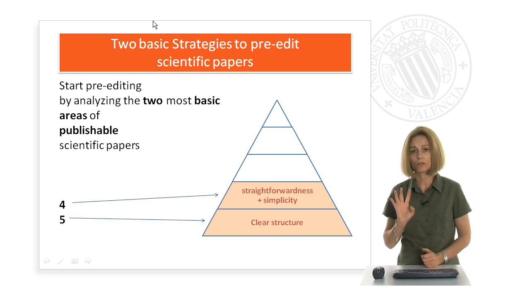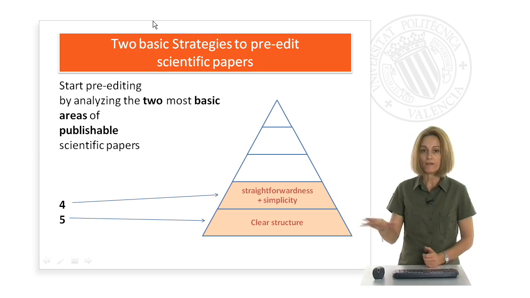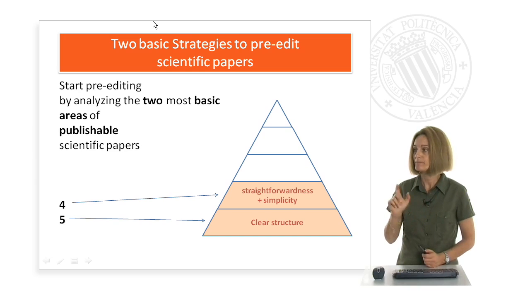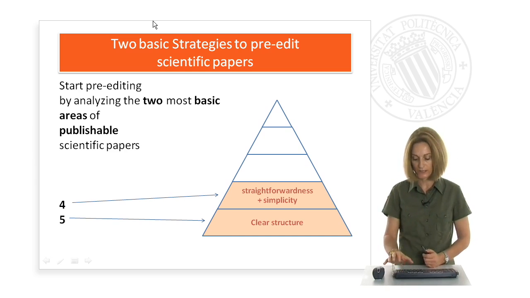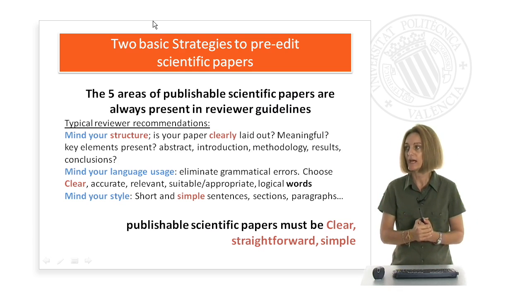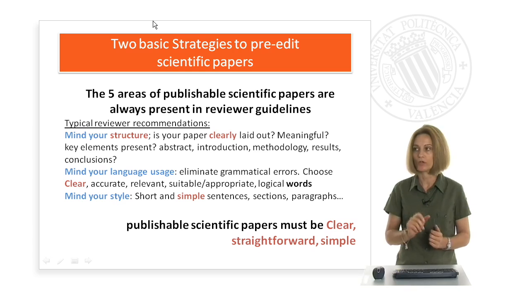So remember, we're going to look at areas 5 and 4. 5, the basis of the pyramid, clear structure, and 4, straightforwardness and simplicity. Now, the 5 areas of publishable scientific papers are always present in reviewer guidelines. That's why they are so important.